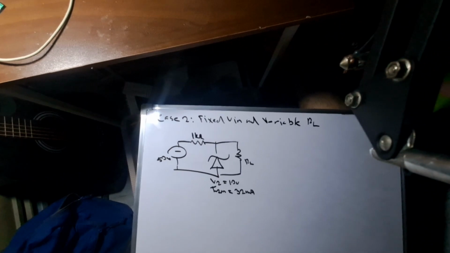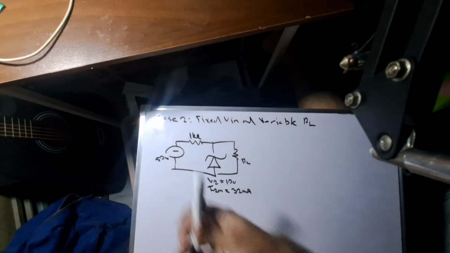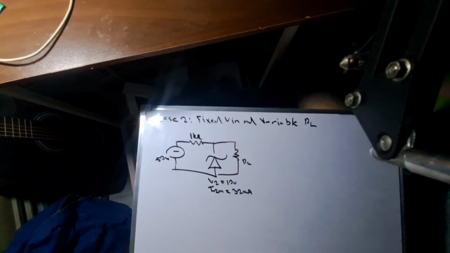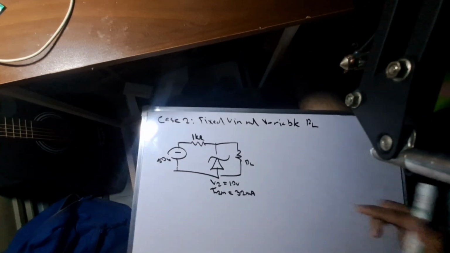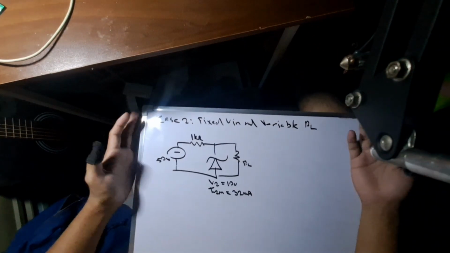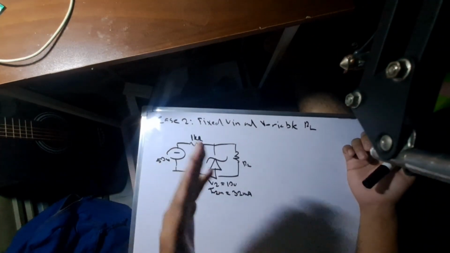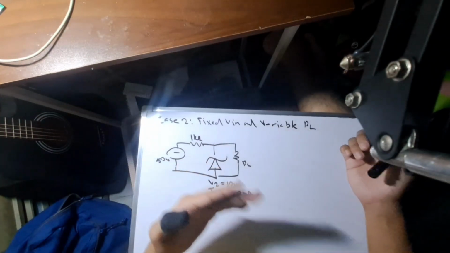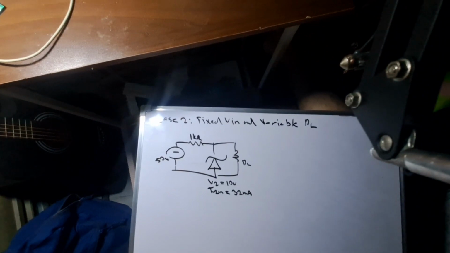So, let's solve this sample problem with a Vin of 50 volts. Our R is 1 kilo ohm. Our RL is what we're looking for. We have a VZ or Zener voltage of 10 volts and an IZM of 32 milliamperes. It only says IZM. We don't know if that's minimum or maximum. So let's assume that it's a maximum. But normally, the problem will tell you right away whether that value is a maximum or a minimum.